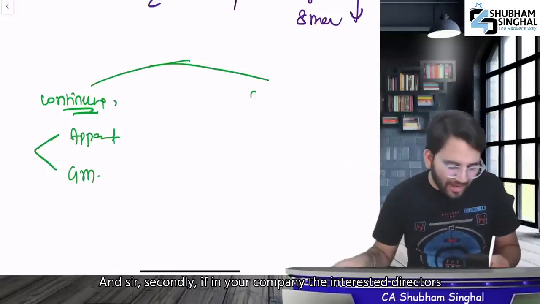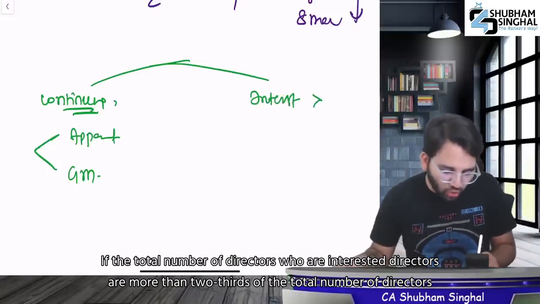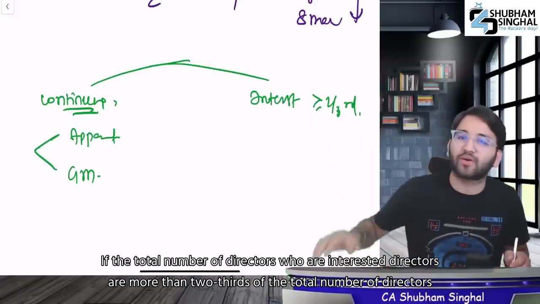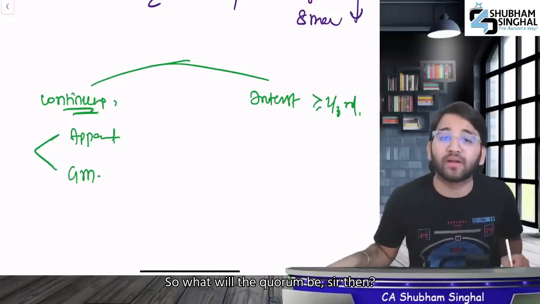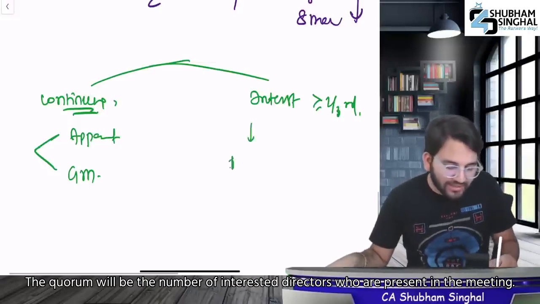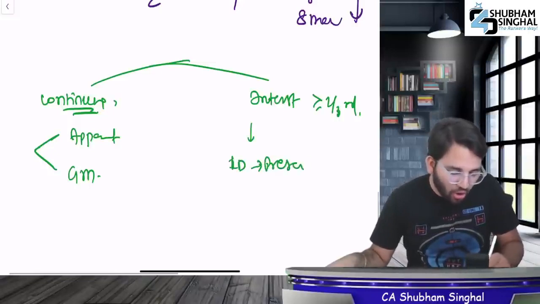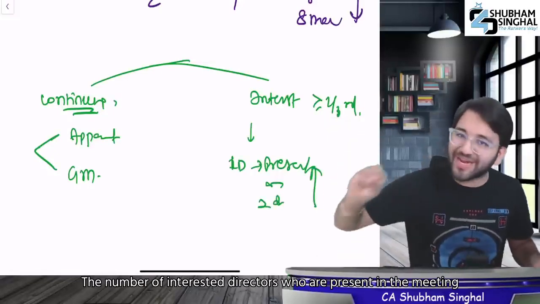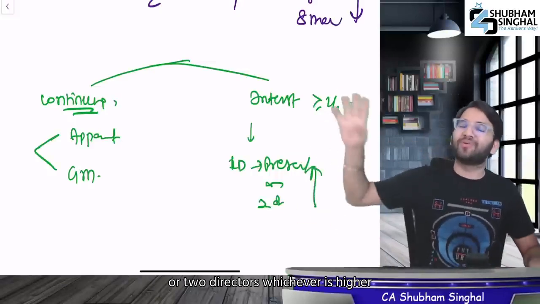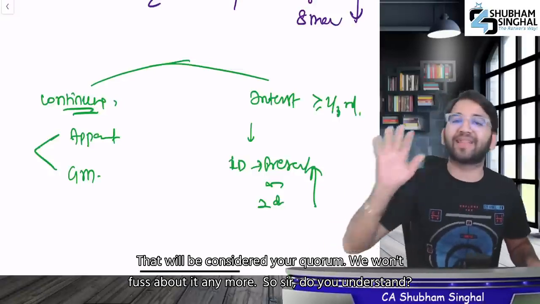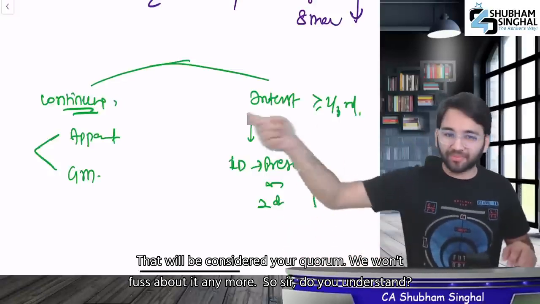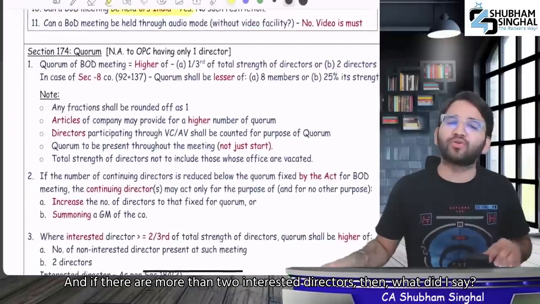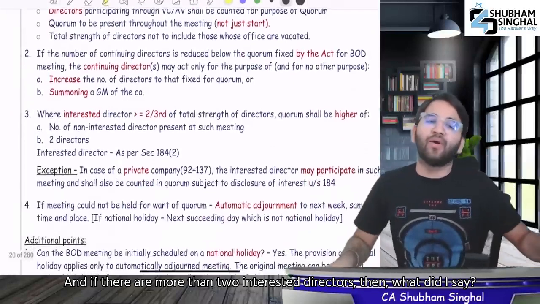And secondly, if in your company the interested directors are more than 2/3 of the total number of directors, what will the quorum be? Quorum will be the number of interested directors who are present in the meeting, or two directors, whichever is higher. Number of interested directors present in the meeting, or two directors, whichever is higher. So that will be considered your quorum. There are two special cases.